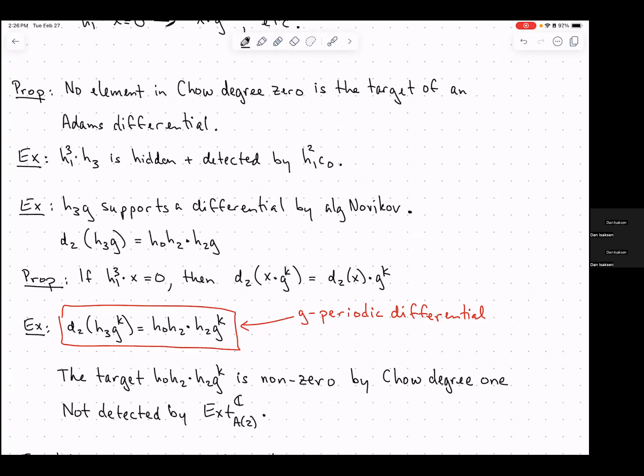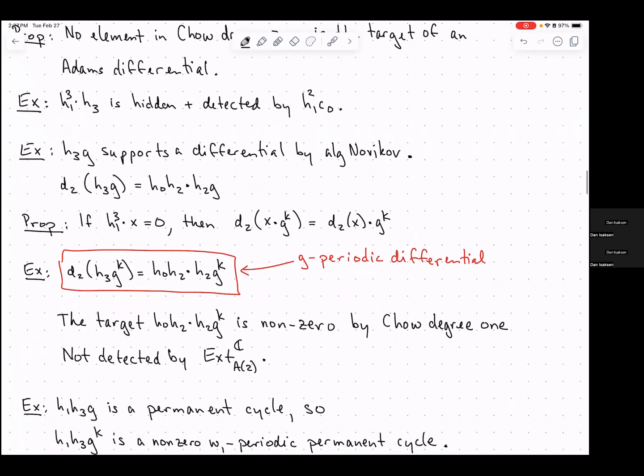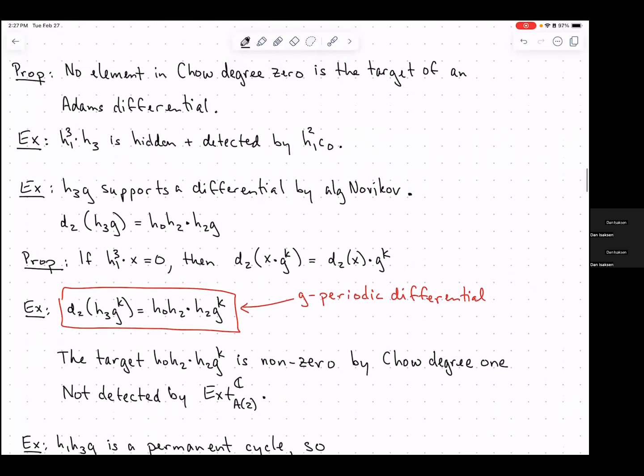Okay, so that's already pretty interesting. There's a G periodic differential in the Adams spectral sequence. I don't think that we knew that. I don't think we had an example of that until this one. I mean, you have V1 to the 4th periodic differentials in the classical Adams spectral sequence, lots of them. That's familiar and comfortable. But this is the same phenomenon, but W1 periodic rather than V1 periodic. Okay, so that's what happens.